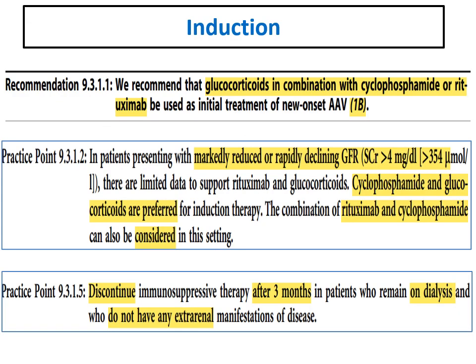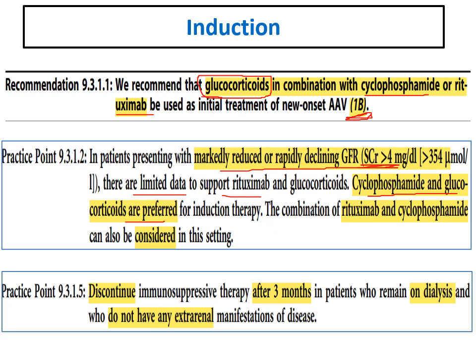For induction, as I said, the recommendation is to give glucocorticoids in combination with either cyclophosphamide or rituximab, and the recommendation is 1B, a very strong recommendation. In patients with markedly reduced or rapidly declining GFR, with serum creatinine more than 4 mg per deciliter, in these severe cases, cyclophosphamide and glucocorticoids are preferred. Cyclophosphamide will be preferred over rituximab.